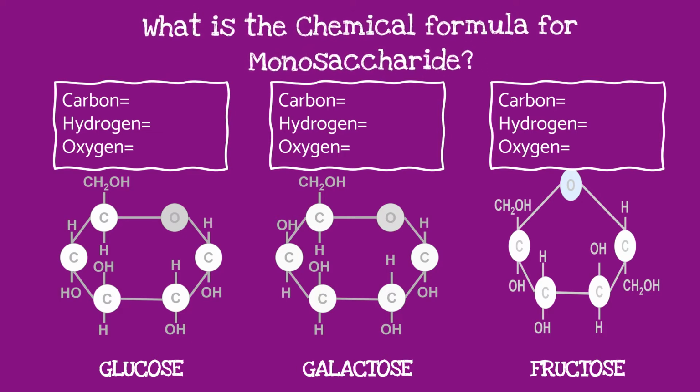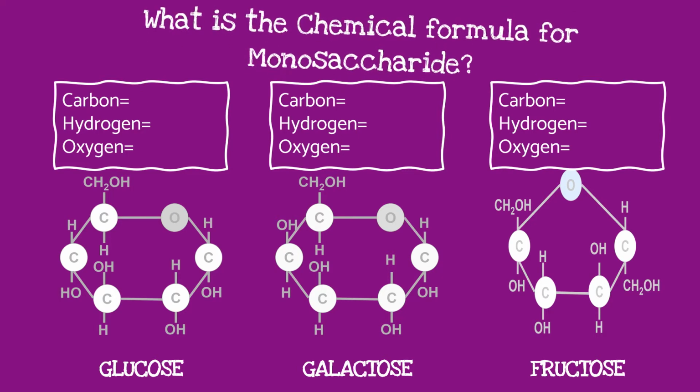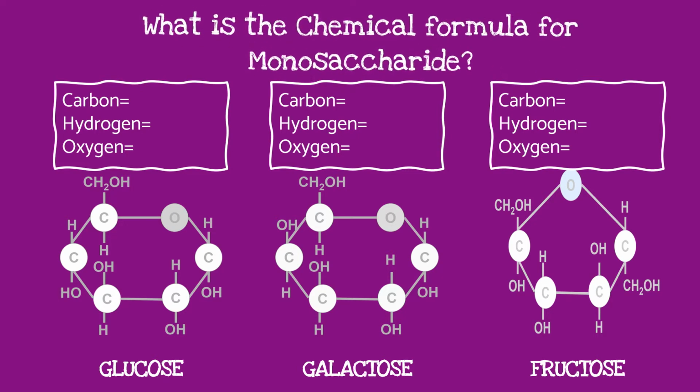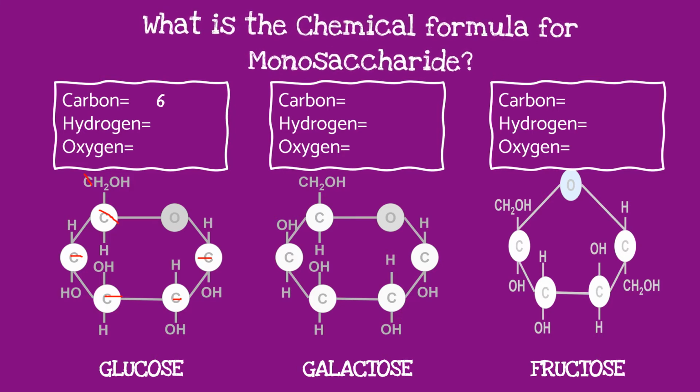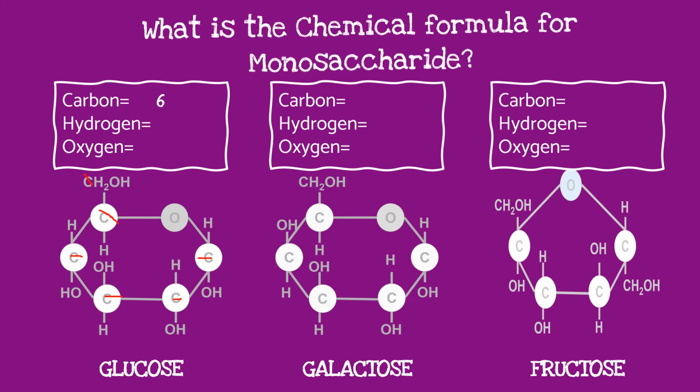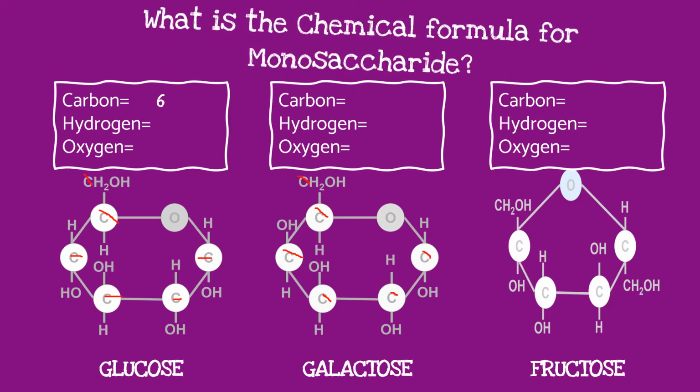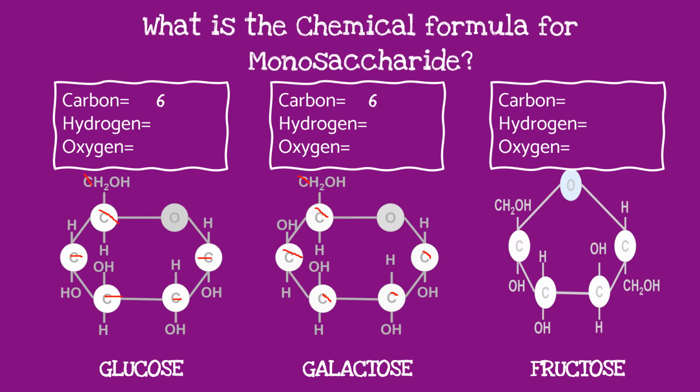Let's start with the carbon. How many carbons are present on the glucose molecule? Let's count 1, 2, 3, 4, 5, 6. So, there are 6 carbons present on the glucose molecule. For galactose, 1, 2, 3, 4, 5, and 6. There are also 6 carbons present in galactose as well as in fructose.